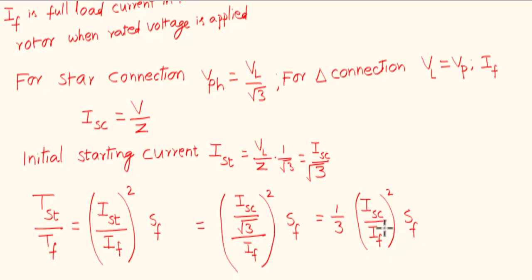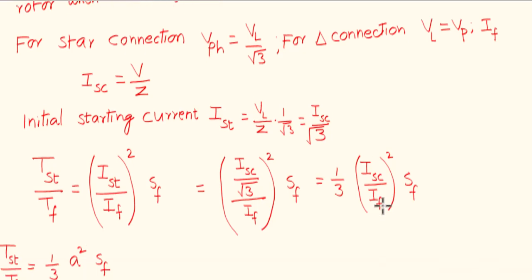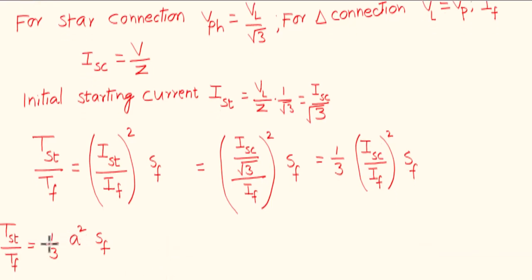This ISC by IF can also be written as A. If ISC by IF is replaced with A, that is ratio A, then the equation becomes starting torque divided by full load torque is equal to 1 by 3 into A square into full load slip SF.